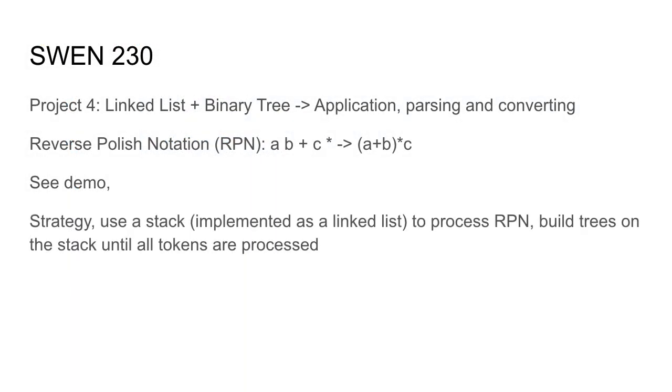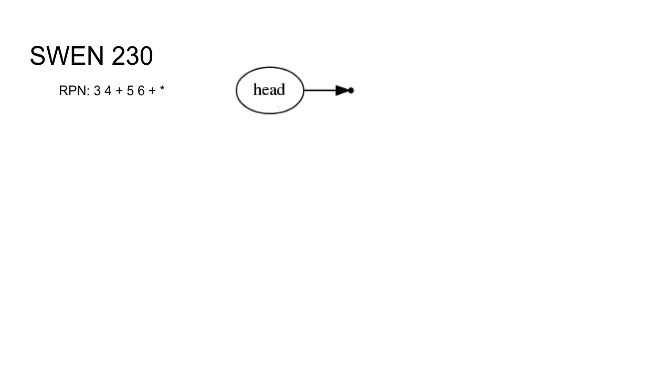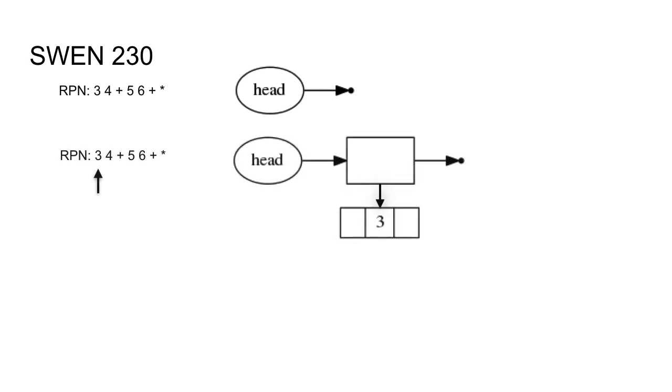Okay, so the idea is we're going to use a stack. We'll actually implement a stack as a linked list to process the reverse Polish notation. What we'll be doing is building tree data structures and pushing them onto the stack in order to represent these generic expressions. So let's see how that works. We start with an empty stack. The head points to nil. We come along to the first token and we create an elementary tree with no leaves. It just has the value 3. And we push that guy on the stack.